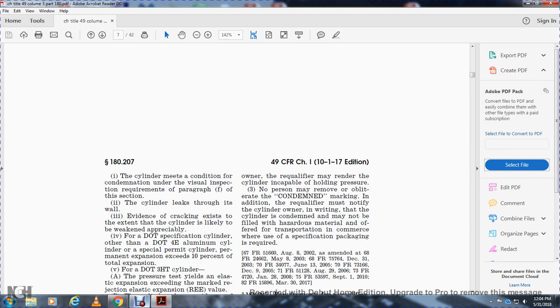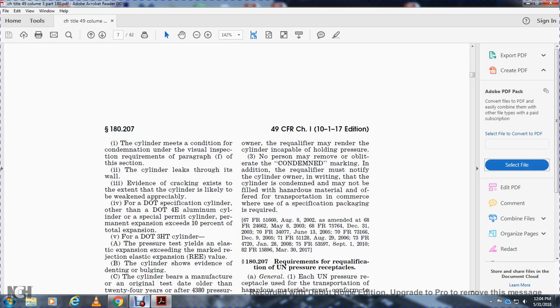Cylinder leak through the wall. The evidence of cracking exists to an extent with the cylinder likely to be weakened appreciably. 4. The DOT specification cylinder with the DOT 4E aluminum cylinder special permanent cylinder with the permit of the expansion for the extent of 10% of the total expansion.